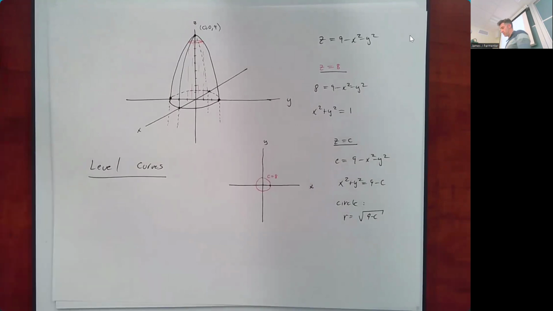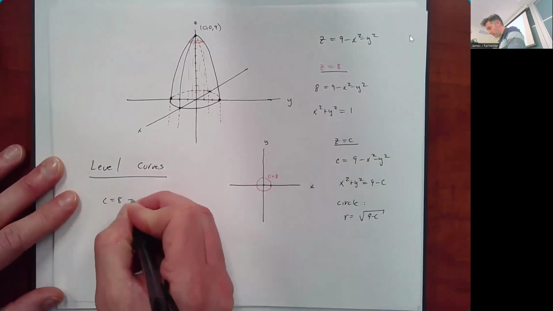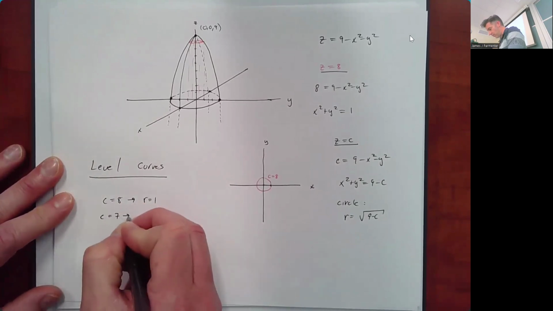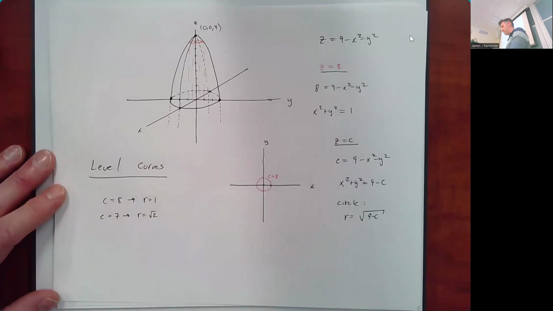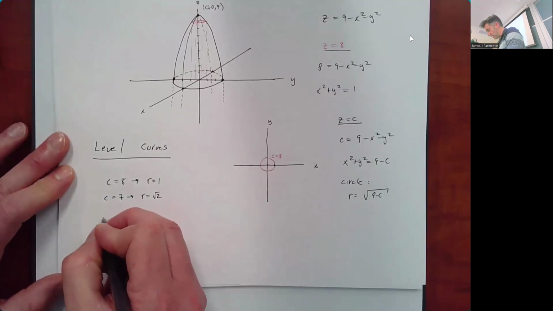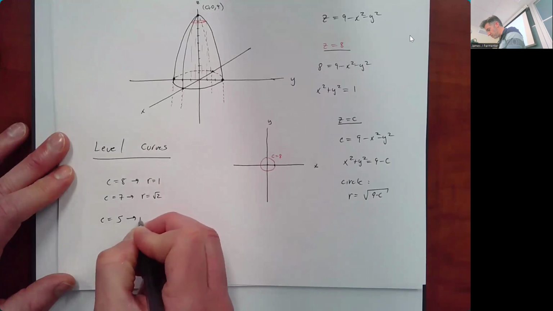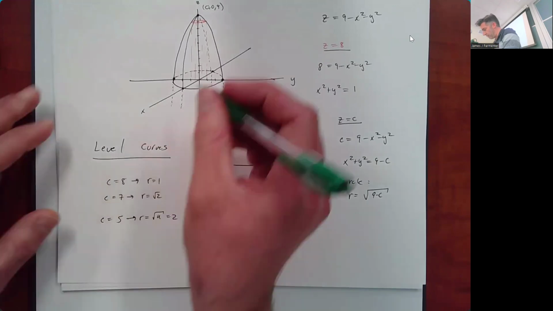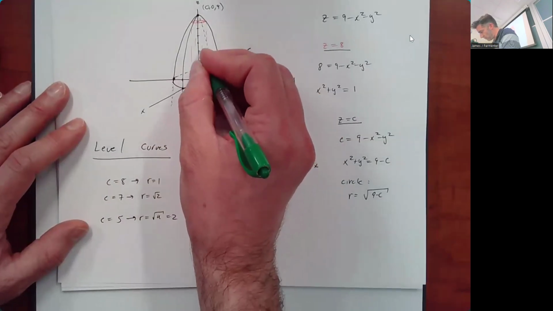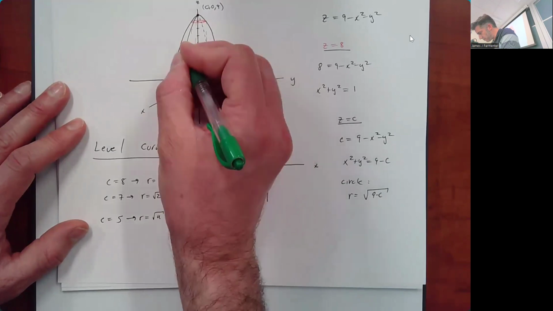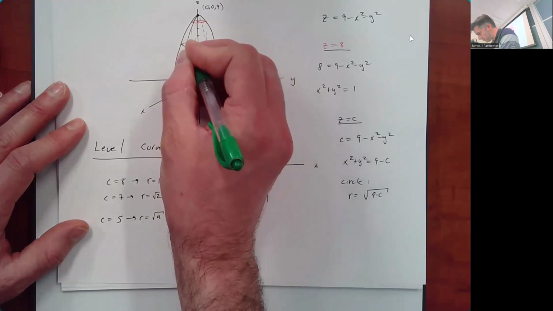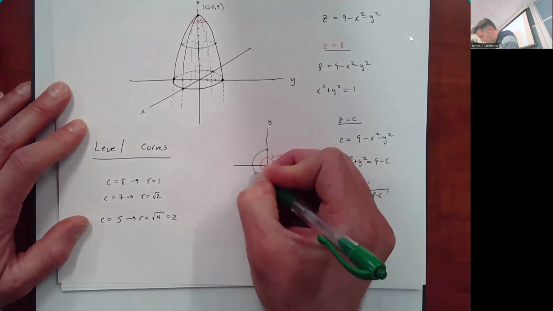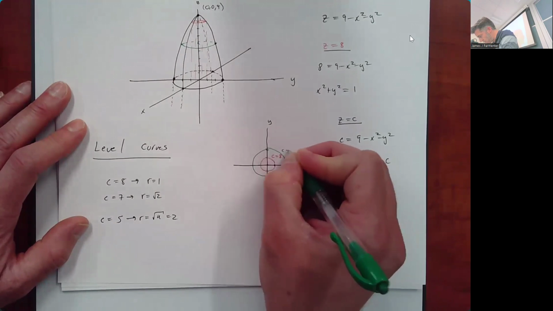So when c was 8, our radius was 1. If c were 7, our radius would be the square root of 2. Let's pick a nicer value. If c were 5, our radius would be the square root of 4, which is 2. So we go down to an elevation of 5 here, we get that circle of radius 2, and then we just drop it down onto our plane at c equal to 5.